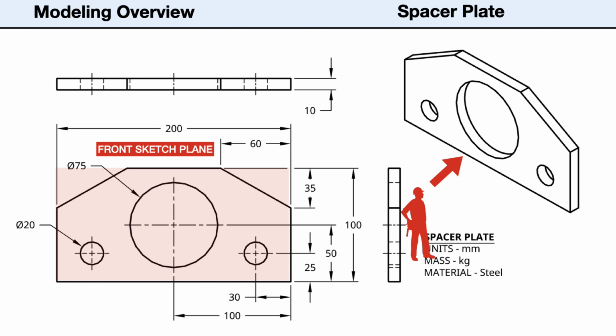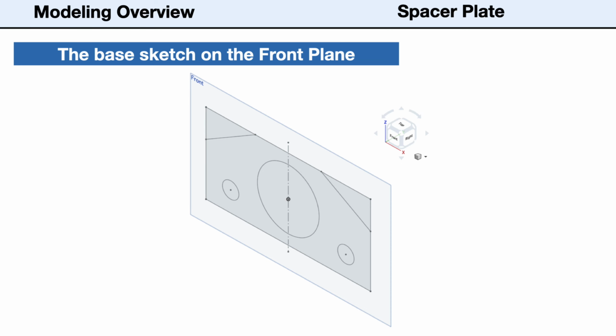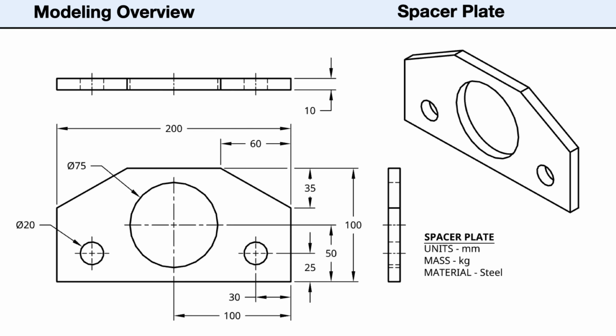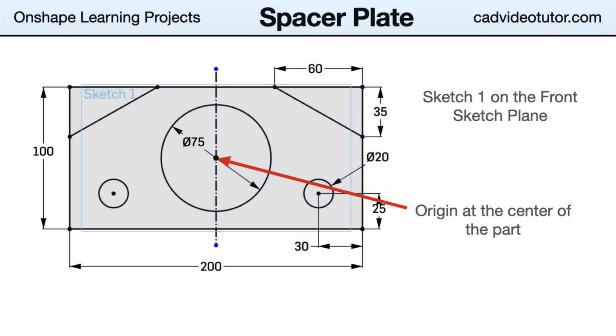Choose the desired isometric view orientation for the part in the Part Studio. We want the same orientation as shown in the drawing. So sketch 1 will be placed on the front sketch plane. Choose the location for the origin to constrain the sketch to the plane. We will place the origin coincident to the center of the part.